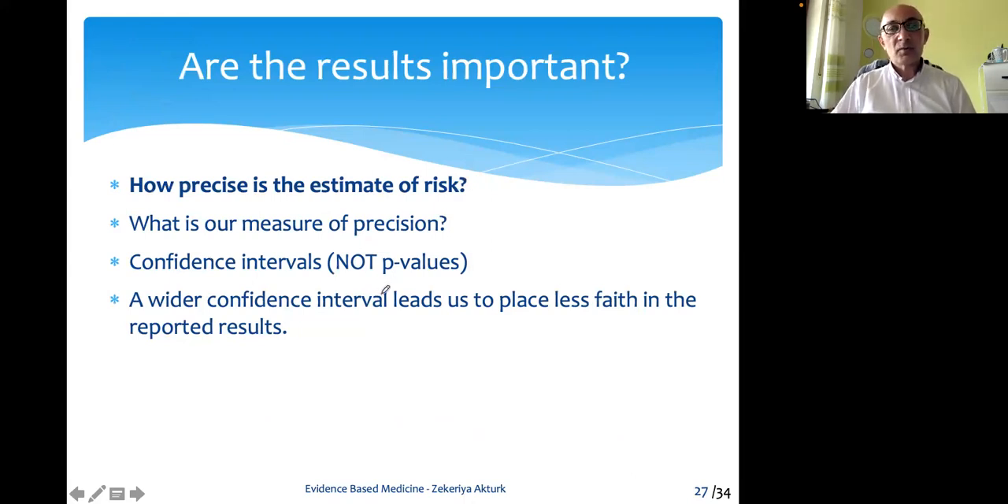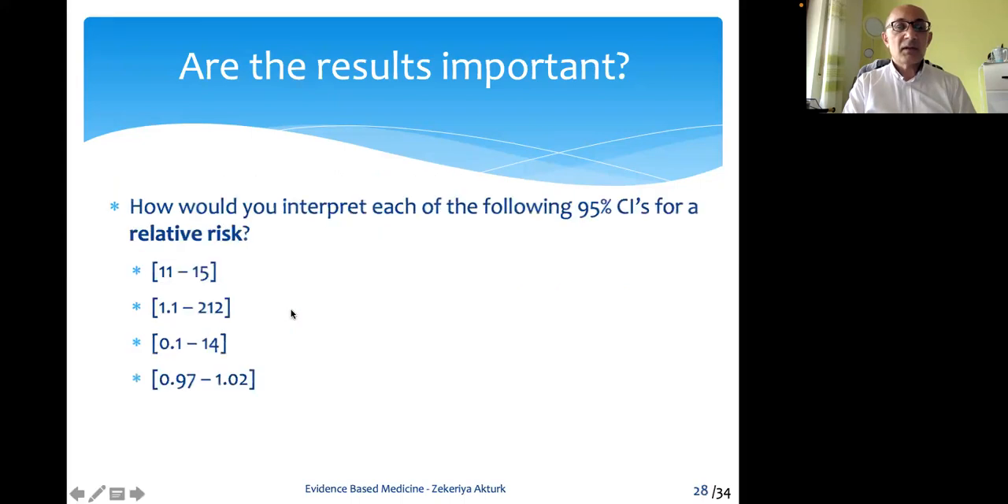The p-values are also important. They show us whether we have a significant difference, but we have to look especially to the confidence interval. If a wide confidence interval, that means less reliable, less precise measurements. Look at these 4 confidence intervals. Of course, you should demand or ask also for the relative risk value.